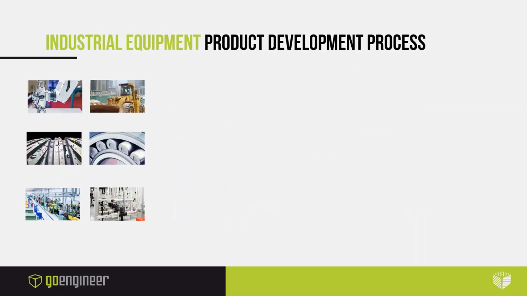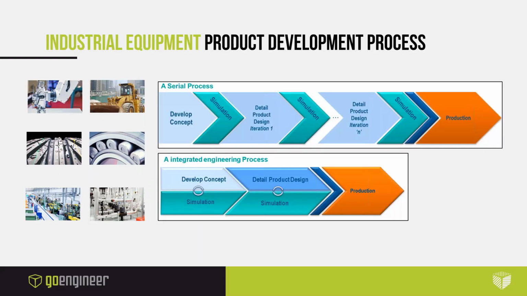To that end, this industry tends to be one of the largest adopters of simulation, and they have a couple of processes on how they've implemented simulation in their product development process. A very common process is a serial process where there's one person developing the concept, and there's another person who's running the simulation. So there's a back and forth between two different design and analysis tools. As a group, they iterate through the design to achieve the final product.